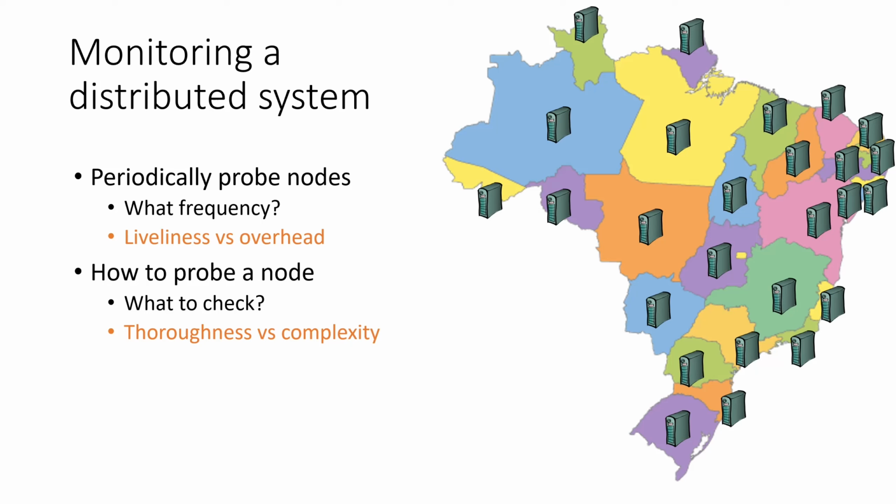So this is one thing we have to decide, and the other one is how to check that the system is working. And we can have lightweight checks, or we can have more thorough tests. And again, we have a trade-off between thoroughness, or what types of failures we're going to detect with our probes, versus the complexity of implementing those probes.